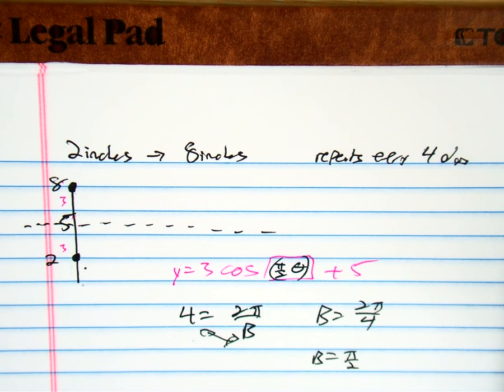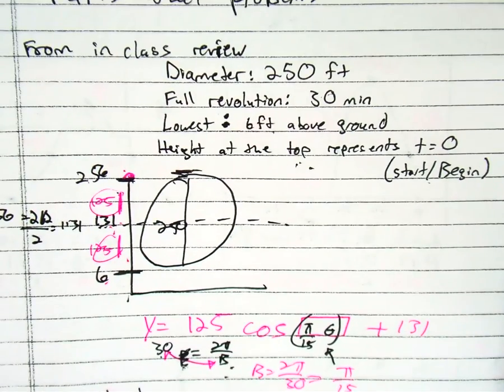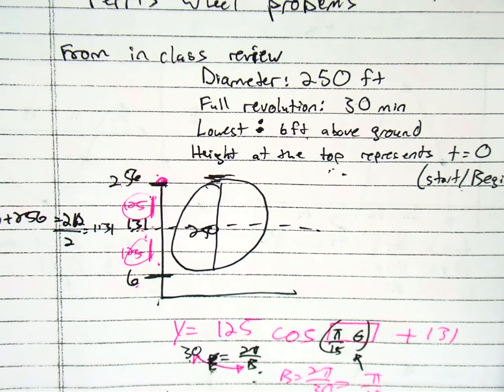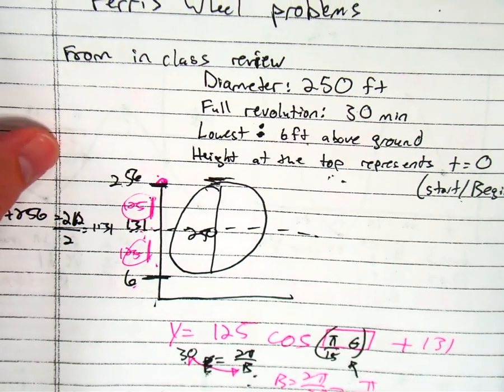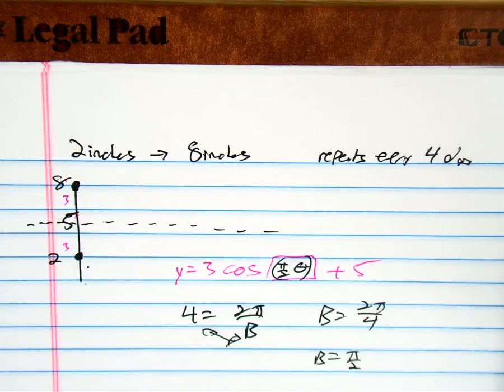So if you have this process down for the Ferris wheel stuff, you should be okay. All right. If you thought you were going to carbon copy and just memorize Ferris wheel, you might be in a tough spot, because it might be something a little bit different, same process, but just worded a little bit different, okay?